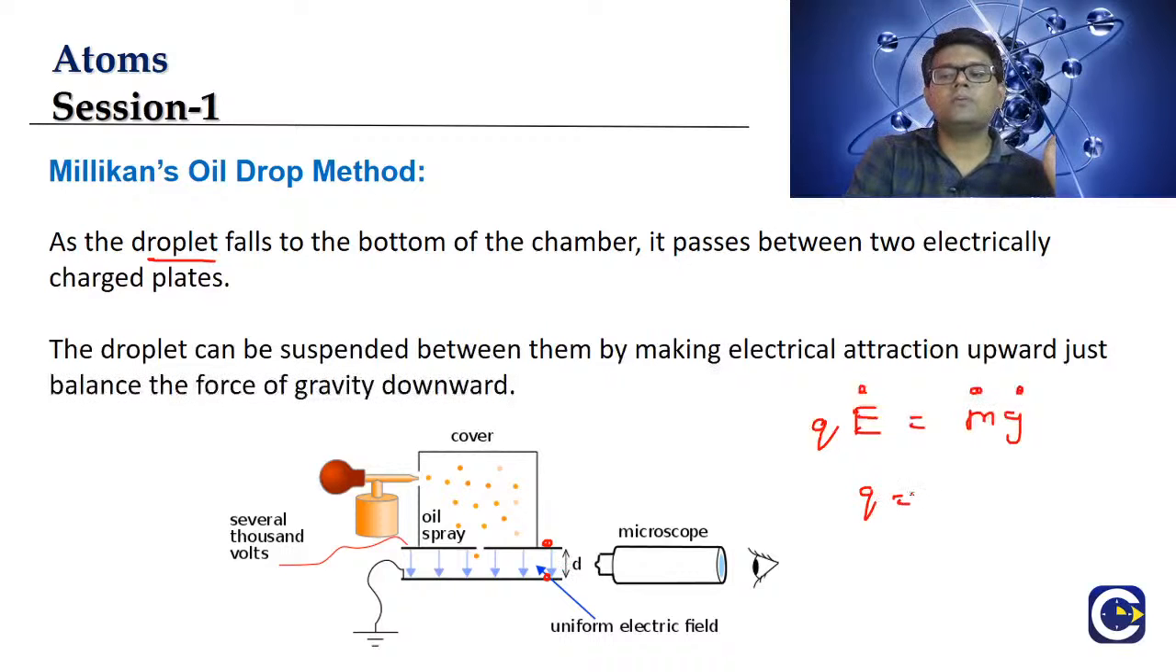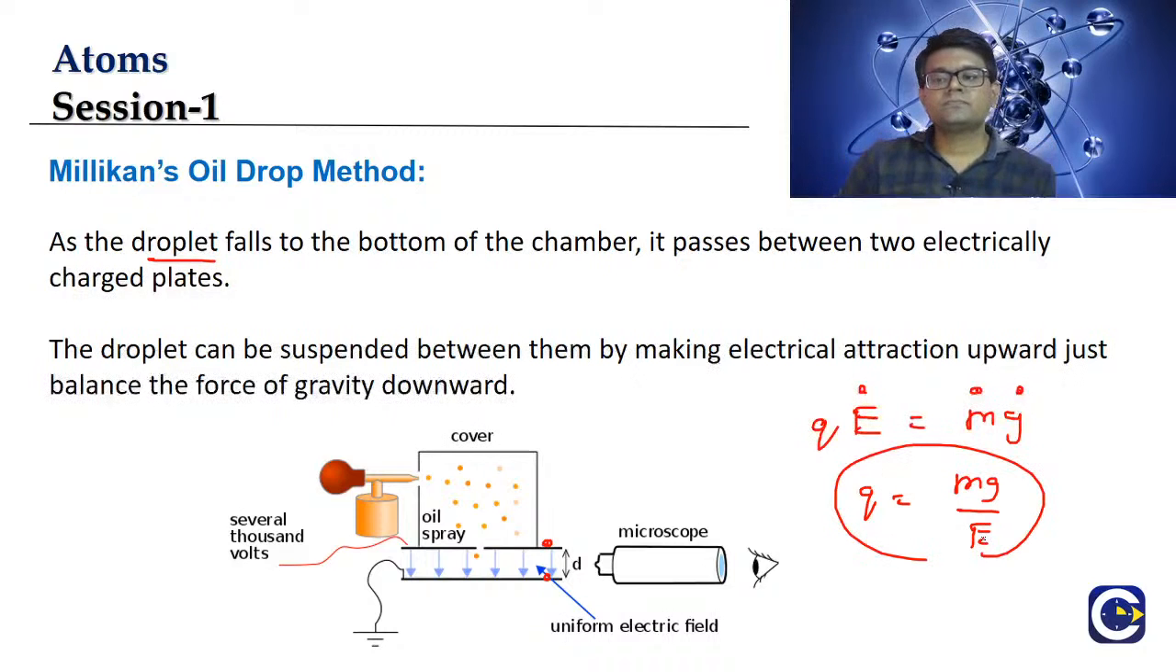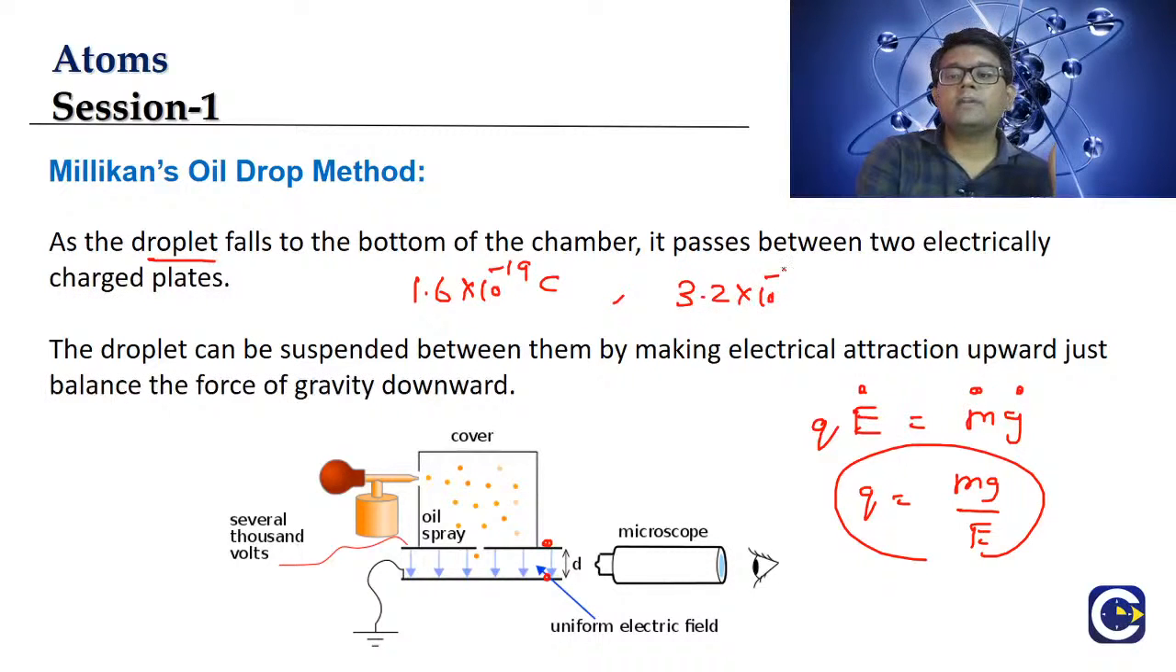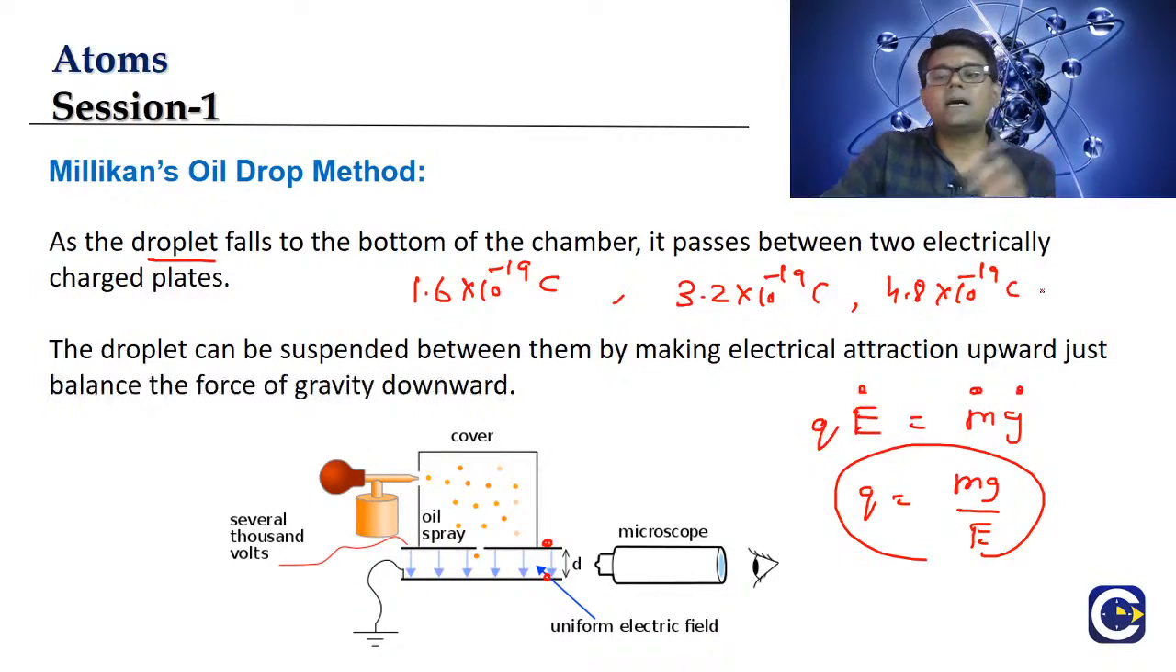So what is the only unknown variable here? Q value. Q value is equal to what? mg by E. By using the calculation of the Q value from the experimental data, what he observed was that all these Q values are coming as a multiple of this number, 1.6 in 10 power minus 19 coulomb, or 3.2 in 10 power minus 19 coulomb, or 4.8 in 10 power minus 19 coulomb. So all the charge values on the oil drops are coming as a multiple of this number.